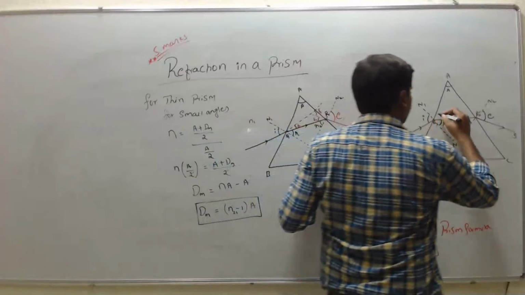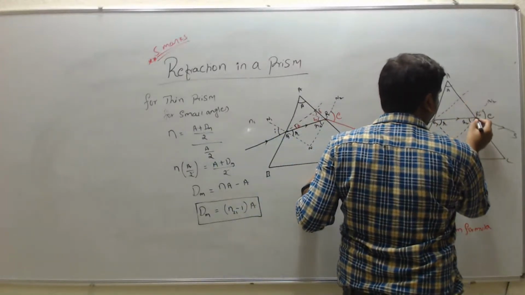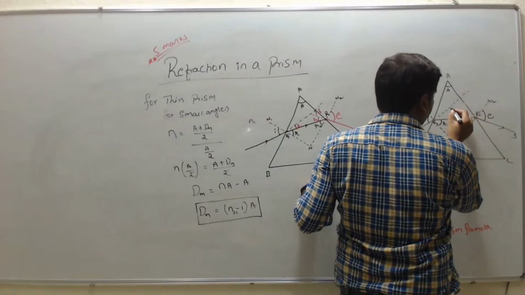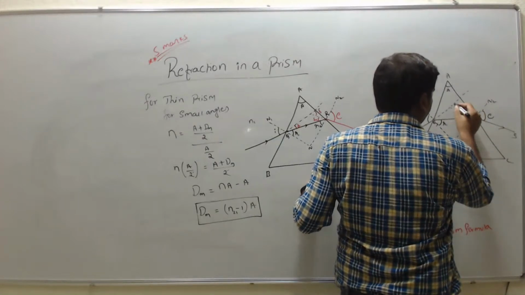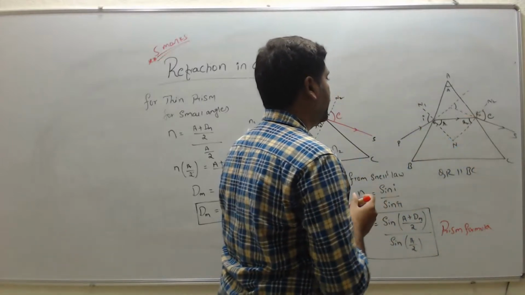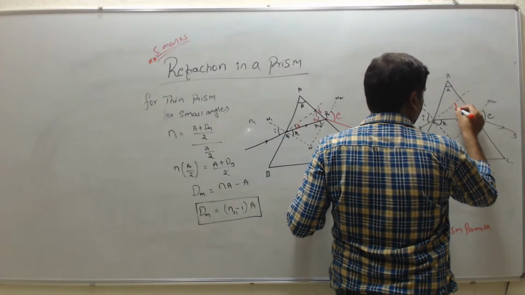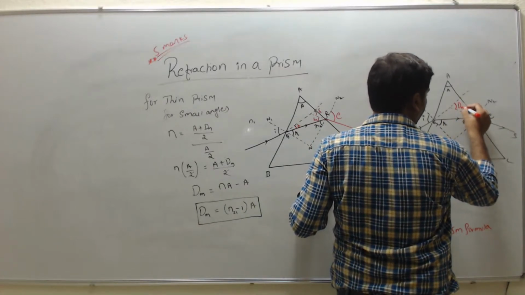If I write in this diagram, the angle between the emergent ray and the extended incident ray, then this angle is the minimum deviation angle, that is dm.